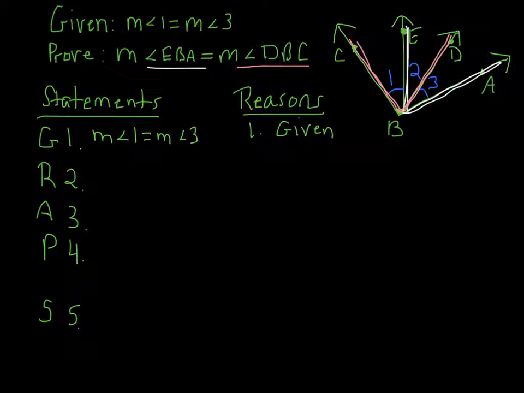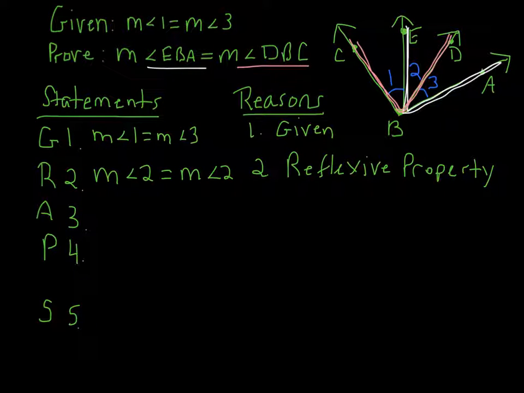Hopefully you've got the given in there. The next step we have is reflexive. Reflexive is for the piece that they share, which is angle 2. Reflexive is when an angle is equal to itself. I'm going to pause again and have you do the reflexive with angle 2. How did you do? Hopefully you wrote that the measure of angle 2 equals the measure of angle 2 by reflexive, because angle 2 is the angle that they share.